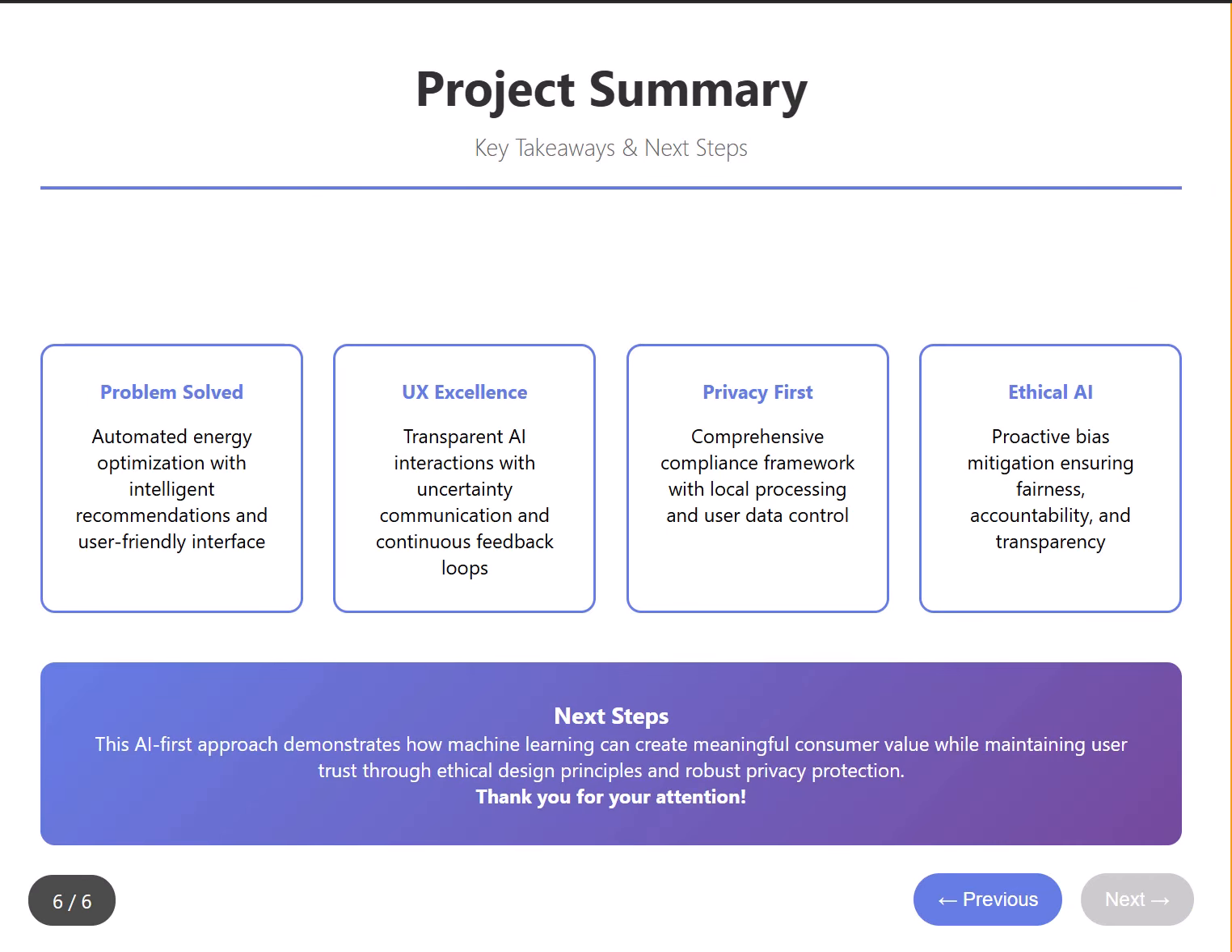Now, to summarize, the Home Energy Optimizer addresses a real consumer need through a thoughtful UX design that prioritizes transparency and user control. We proactively address privacy concerns through robust compliance frameworks, and ethical considerations through comprehensive bias mitigation strategies. This AI first approach to energy optimization demonstrates how machine learning can create meaningful value while maintaining user trust through ethical design principles.